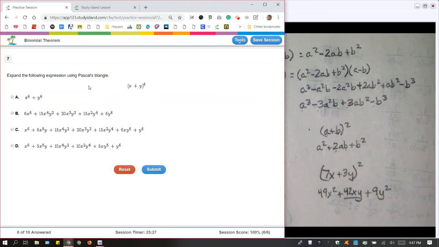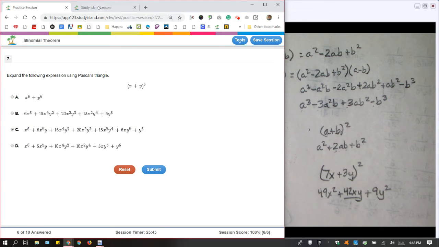So which one has that pattern? It's going to have 7 terms. That one only has 2. That's not it. That one only has 5 terms. That one only has 6 terms. 1, 2, 3, 4, 5, 6, 7. This is the only one with 7 terms. It's the only one going to work.